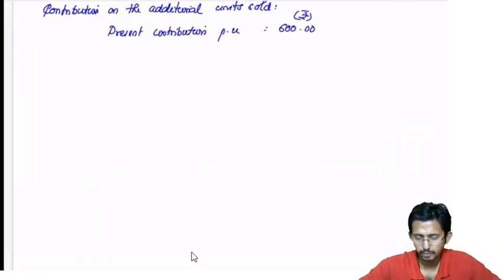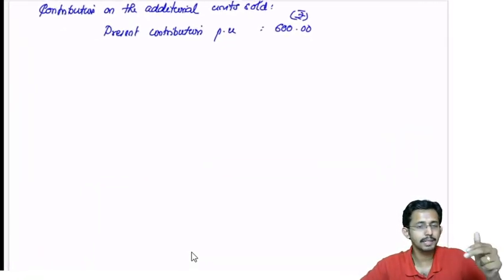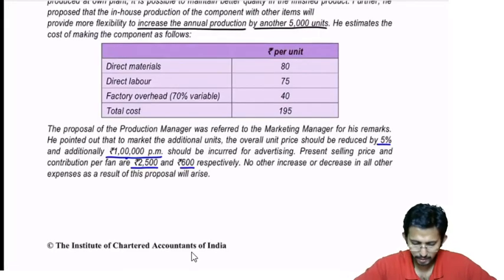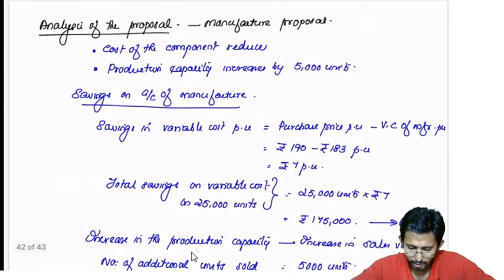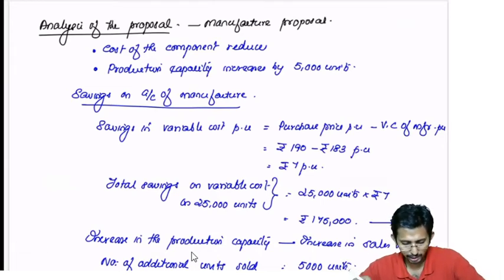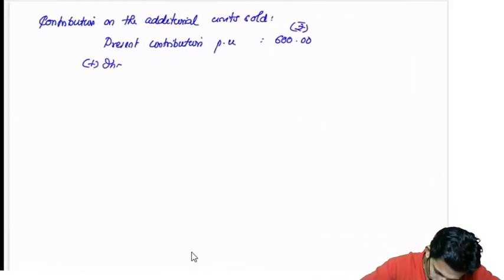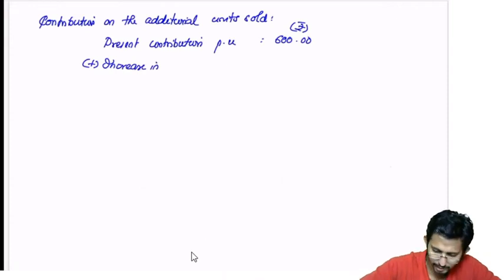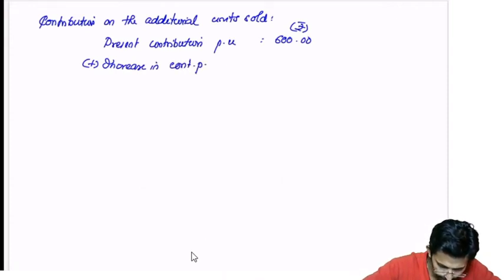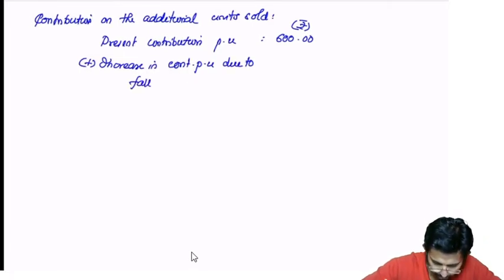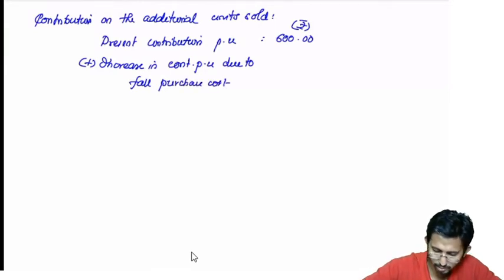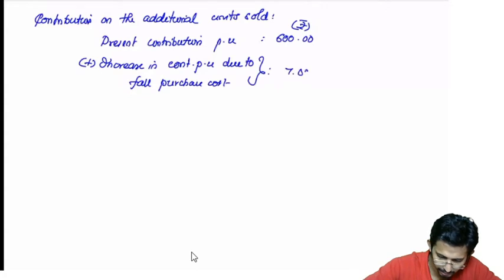Add the variable cost is decreasing by 7 rupees, because if you are manufacturing, the variable cost of manufacture will be only 183 as against 190. So naturally 7 rupees will increase in terms of the contribution. So add increase in contribution per unit due to fall in purchase cost, that is 7.